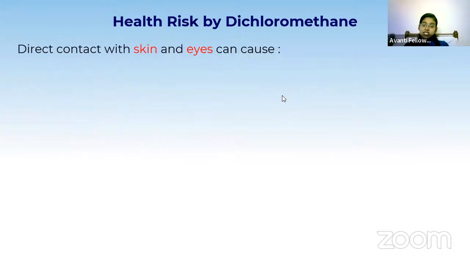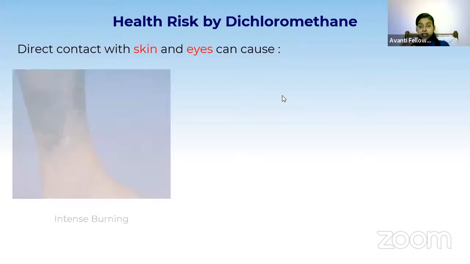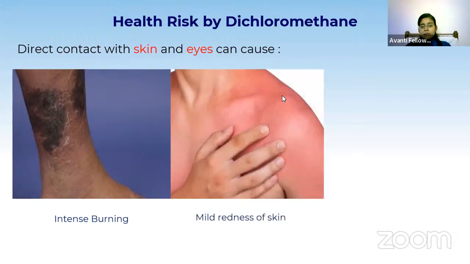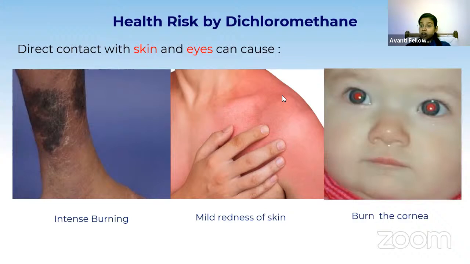But with direct contact, if it falls on your skin or on your eyes, it will cause intense burning. See, this is a leg of a person. It has the capacity to burn the skin, and some mild redness of the skin will be there, and it will burn the cornea. You see the eye here. So you will lose your vision, you cannot see when this compound falls on your eye. So it has some major disadvantages also. This is all about dichloromethane.